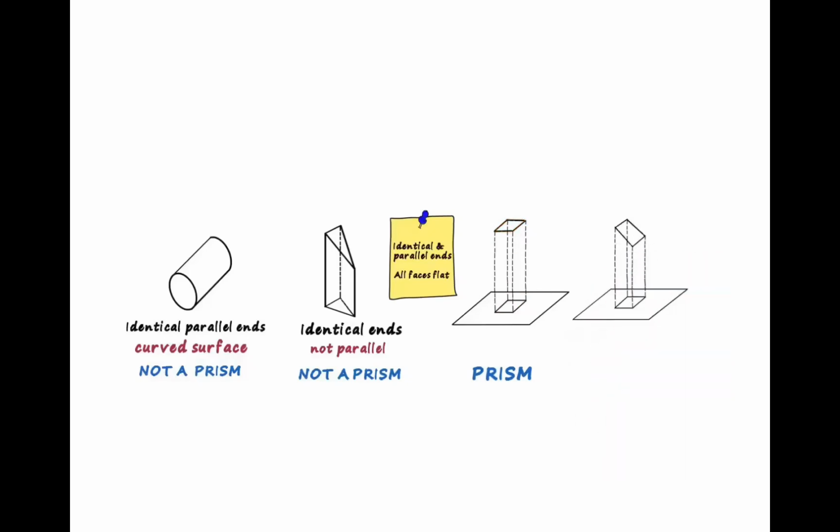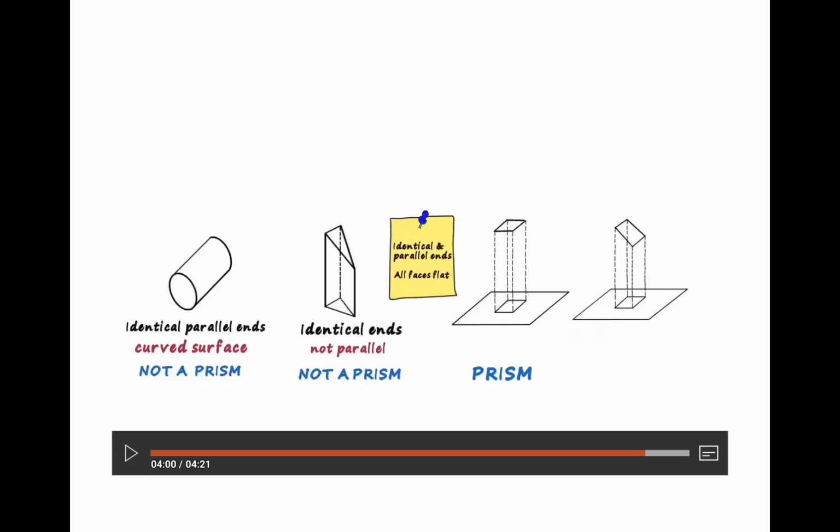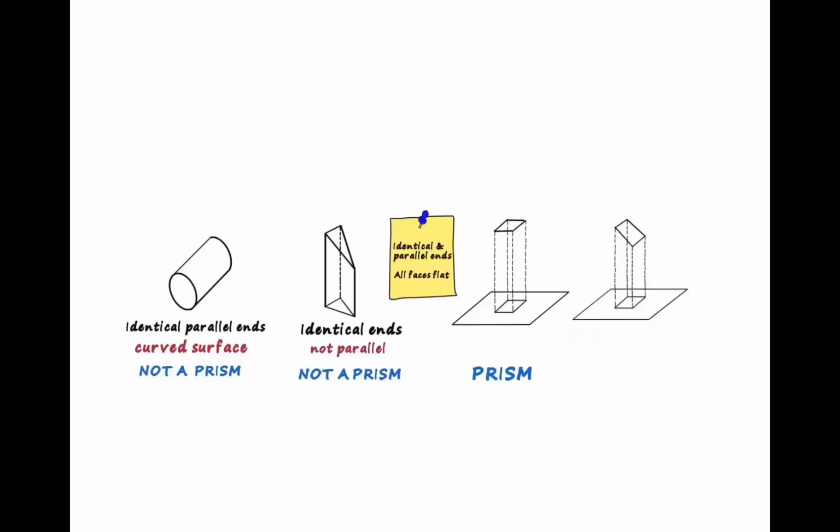Now what about this one? Again interesting. You see this one. It is 3D, a 3D geometrical figure. It has identical ends: a rectangle on top, a rectangle here, and again a rectangle here.